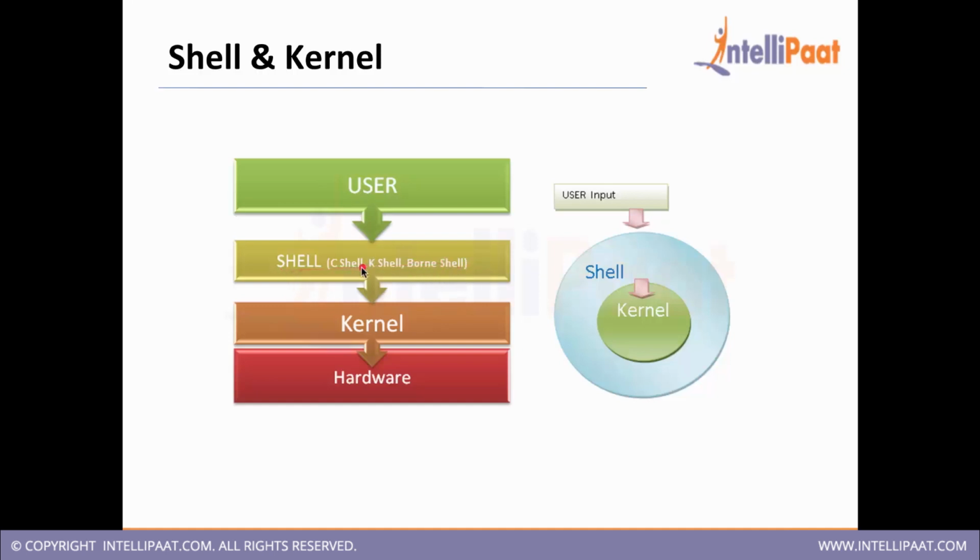The shell then gives information to the kernel, and the kernel talks to the hardware, as I said. So user input goes to the shell, then the kernel, and then the hardware. So this is the relationship between them. The shell is the interpreter for user commands. The kernel takes in commands from the shell and passes them to the hardware. So this is what it is.